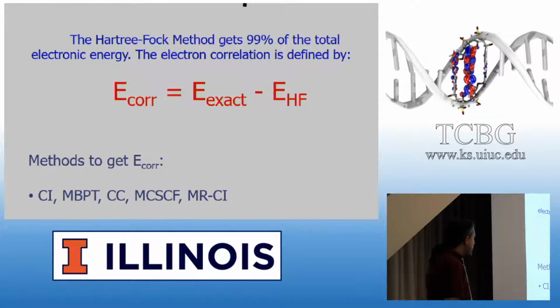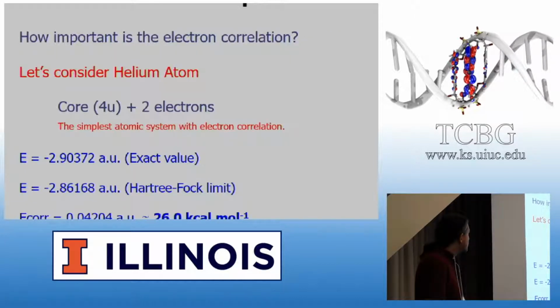And the methods to get correlation energy are CI, MPT, coupled cluster, and CASSCF, MRCI, and so on. But let's think about the electron correlation problem. How important is the electron correlation?